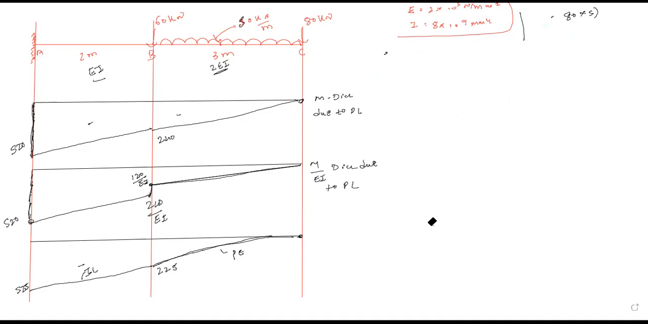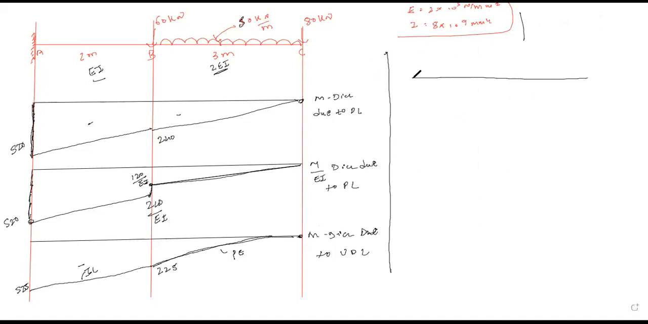Okay, fine. Let me draw the M by EI diagram due to UDL. Okay, this is your M diagram due to UDL. Let me draw the M divided by EI diagram due to UDL. So same process. Let's start from here.